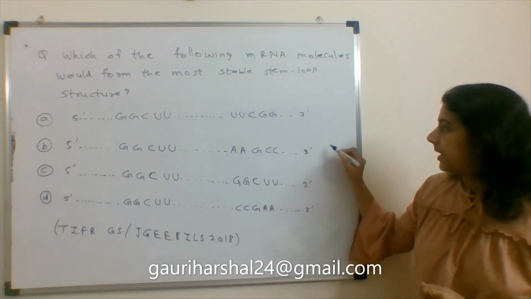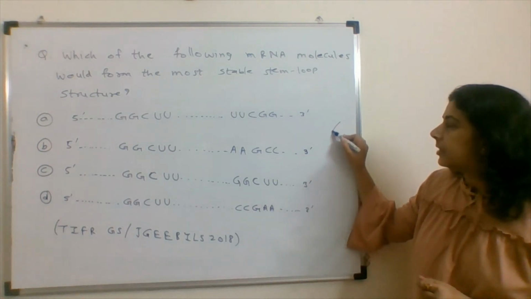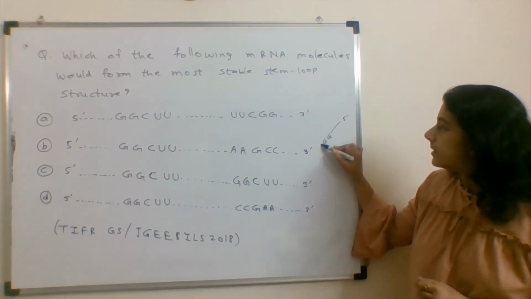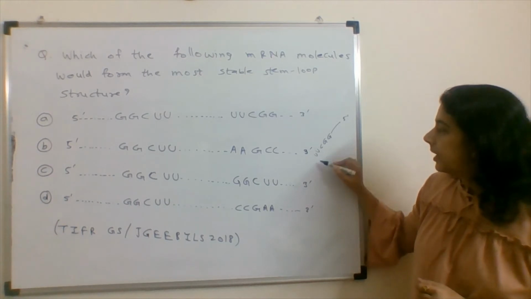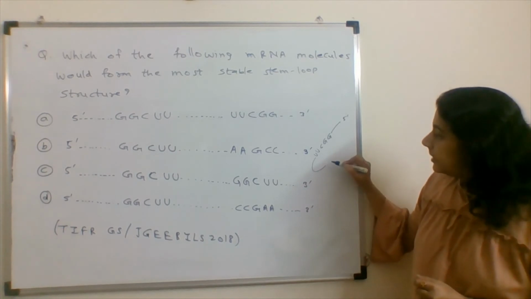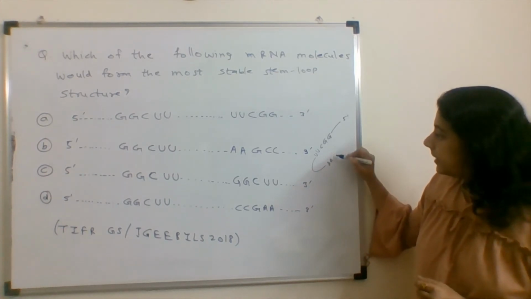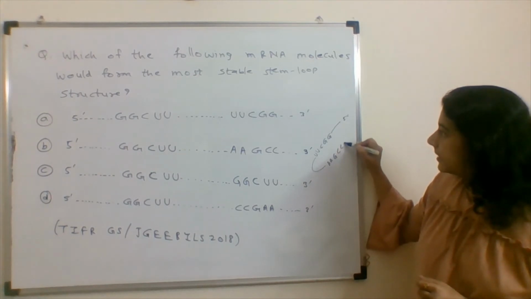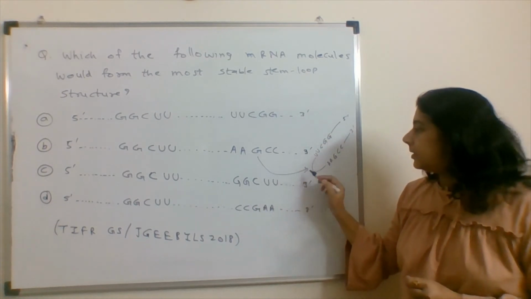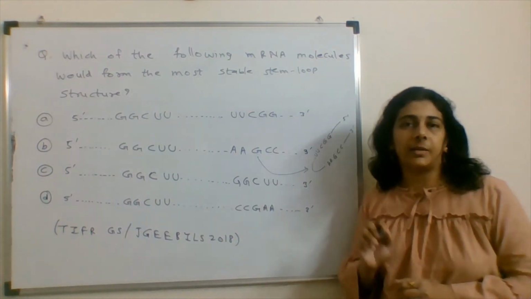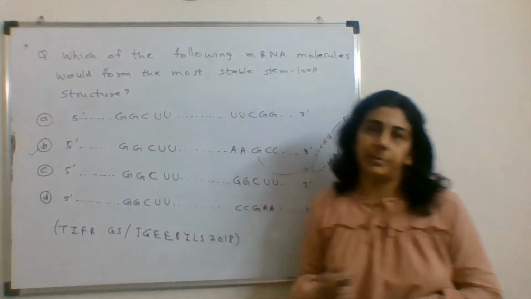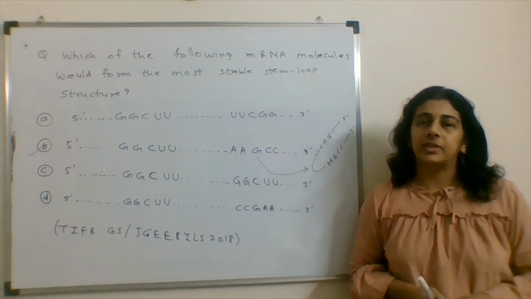In option B, the stem loop structure we can draw like this: 5', then this G, C, U, then there is some sequence of nucleotides. Then this A, C will combine with G and C. This will come to 3'. So this option B only can be forming a stem loop structure. So the answer for this question becomes option B. B is the correct answer for this question.